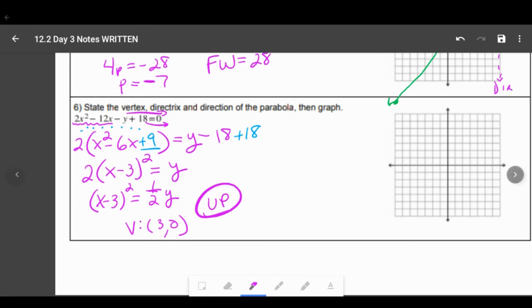Okay, here's a little bit trickier part. I know that 4p is equal to 1/2. Be careful with your fractions.